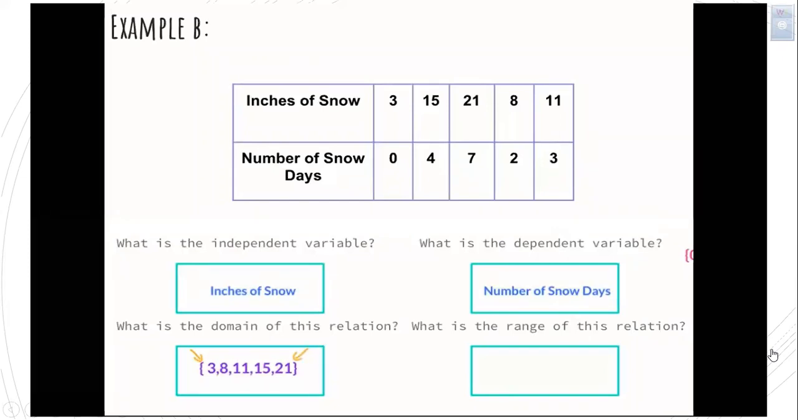Now I'm going to do the same thing with my range, or all of the y values. And again, I'm going to use my braces. And again, I'm going to put them in order from least to greatest. Now let's take a look at example C.